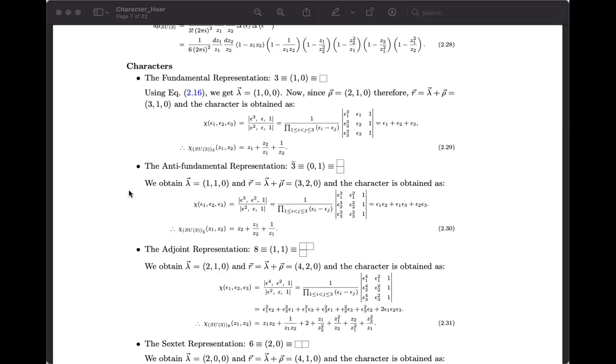Now, unlike SU2, here the anti-fundamental representation 3 bar is basically 0 comma 1. So this is not exactly the same as SU2, and it has two vertical boxes. So the lambdas are different. Now one box 1 1, and then no box, so 0. So 1 1 0, and r equals lambda plus rho. This is 3 2 0, because rho is also fixed once you specify the group SU3. You put it back there, and from there you calculate the numerator and show the character function for SU3 bar, and you get this. It's a nice way to understand that if you interchange z1 and z2, then you can get 2.30 from 2.29 and vice versa.